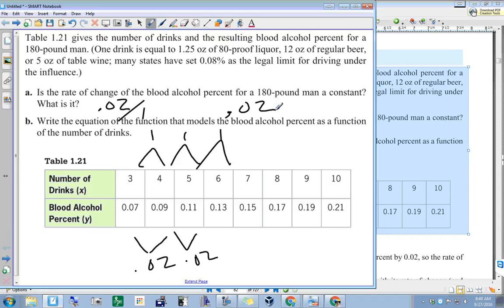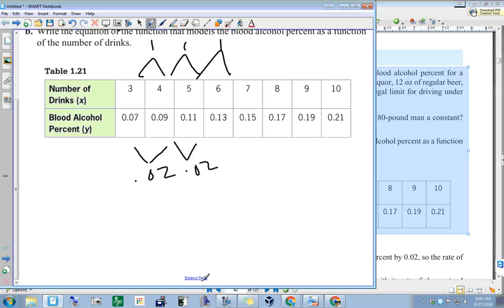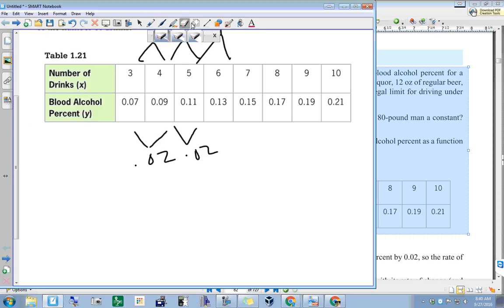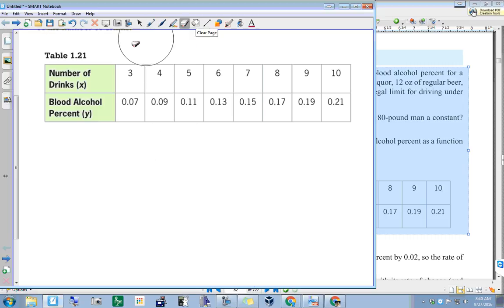Now, it says write the equation of the function that models blood alcohol percentage as a function of the number of drinks. So now we're actually going to have to come up with the equation. It does not matter which one of these I pick. If I use point slope form, I could use this one right here, or this one, or this one, and I will come up with the same stuff.